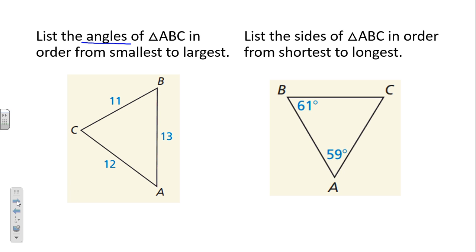Jace, what is our smallest angle going to be? Very good. The smallest side was 11. The angle opposite that 11 is angle A. Okay? And Jenny, what's going to be our middle sized angle? Absolutely, because our middle sized side was 12. The angle opposite the 12 is angle B. And finally, Eric, what's our third angle going to be? The largest angle.